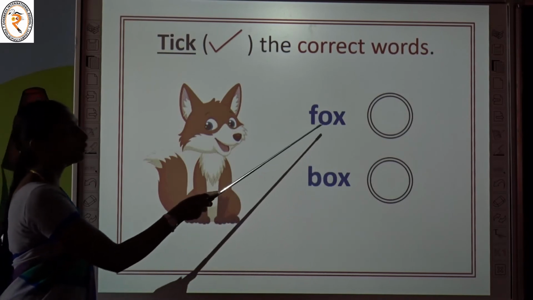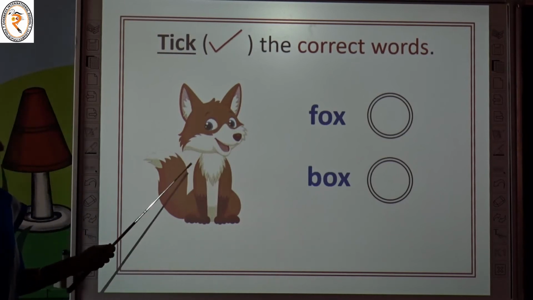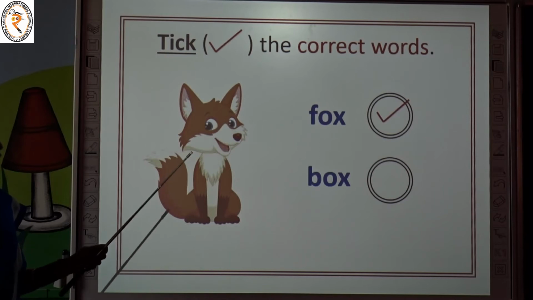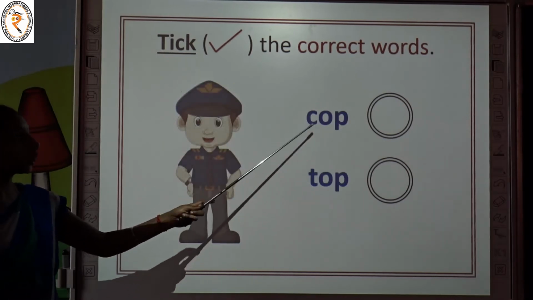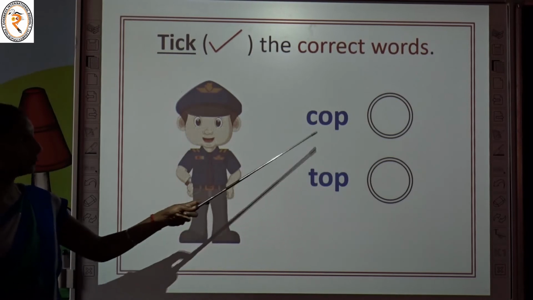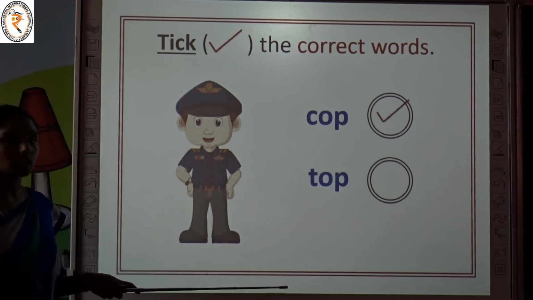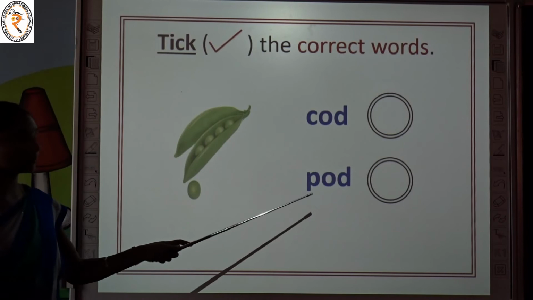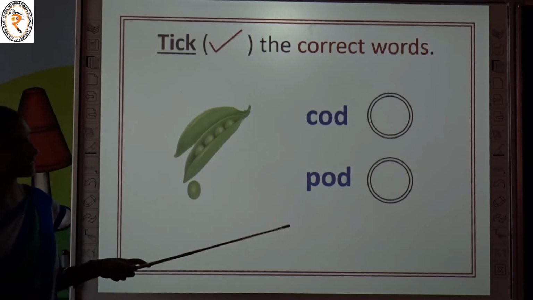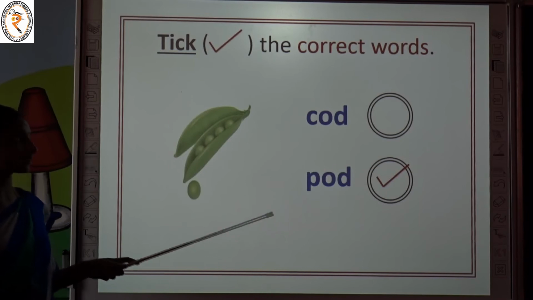Fox, box. Which is correct, children? Is this a box or a fox? Fox. This is a fox. Very good. The second one. Tick the correct option. Which one is correct? Yes, that is correct. Which one is correct, children? Cob or pod? Can you try? Yes, very good. Pod. Pod is correct.